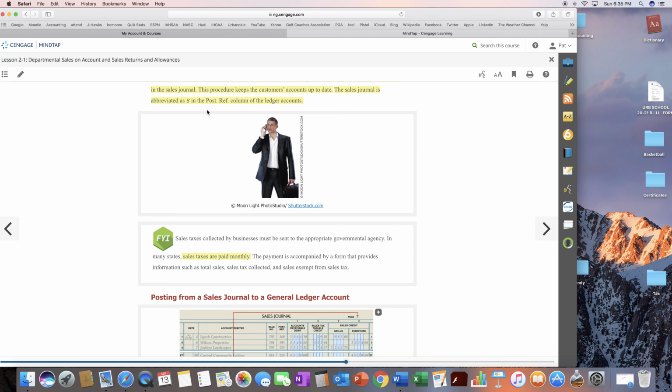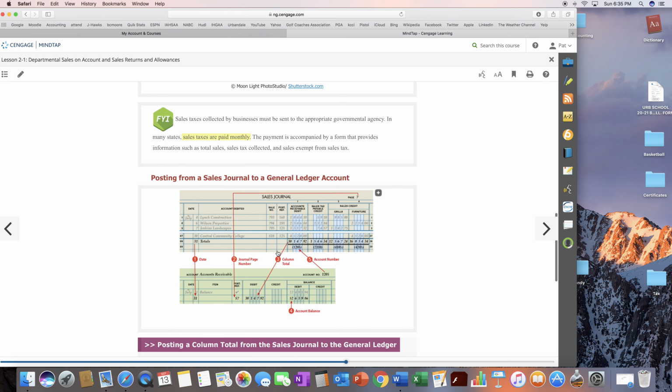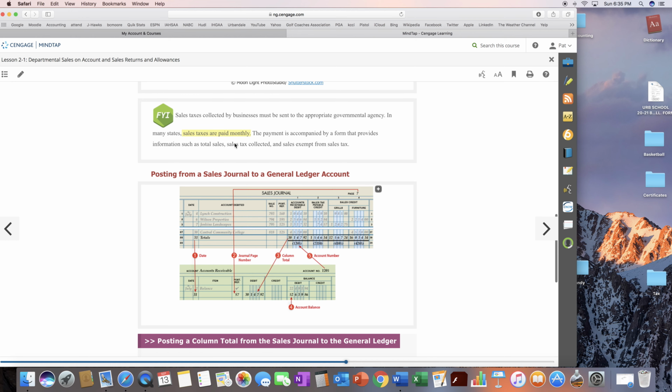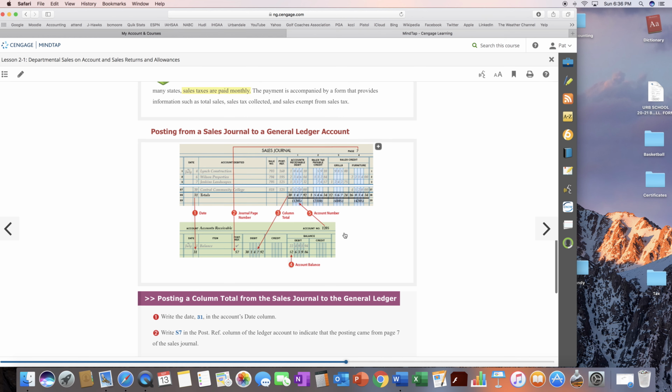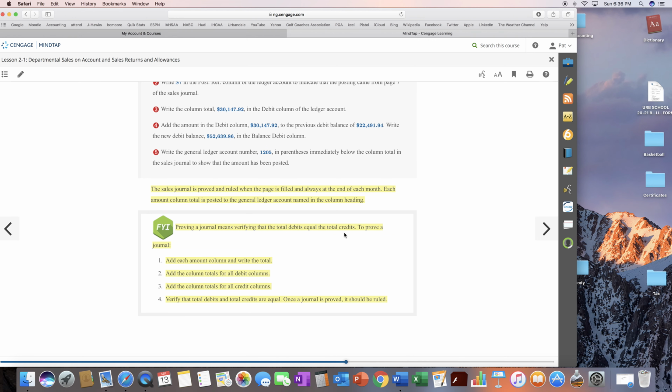Okay, we'll use the S as the sales post reference. Sales taxes are paid monthly, so at the end of the month, we'll go ahead and pay these. Then you can see we will total accounts receivable, post the total to accounts receivable, post the total sales tax payable. Post the totals to all those general accounts. And that's what they're telling you down here.